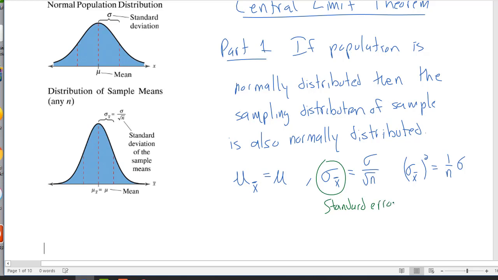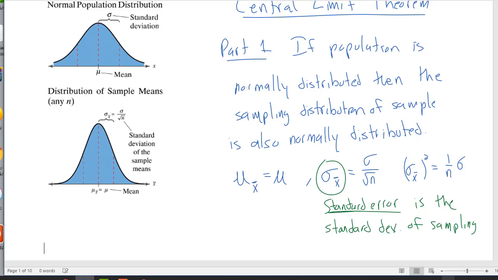And again, what this really is, this is the standard deviation. I'm going to get lazy and abbreviate: standard deviation of the sampling distribution. Okay?